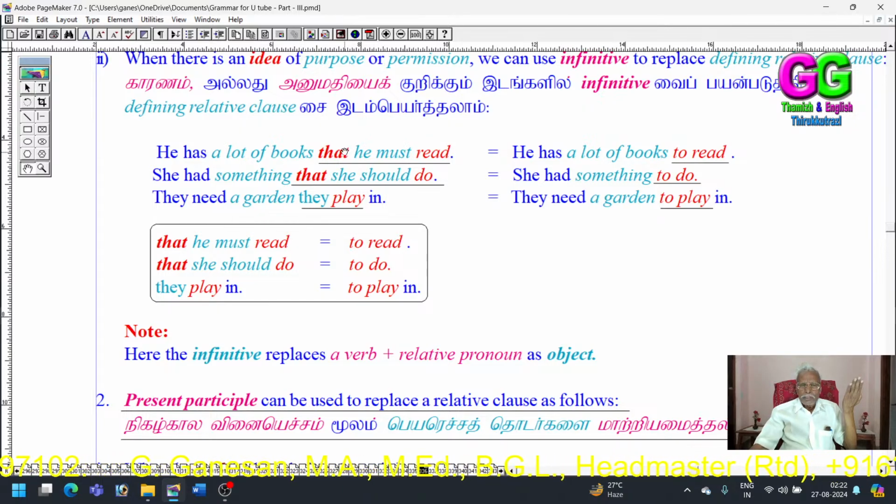See, the meaning of this construction and this construction are the same. This means this. That is, we can express an idea in a complex sentence, in the form of a defining relative clause, or we can express the same idea, the same concept, using a simple sentence having an infinitive.